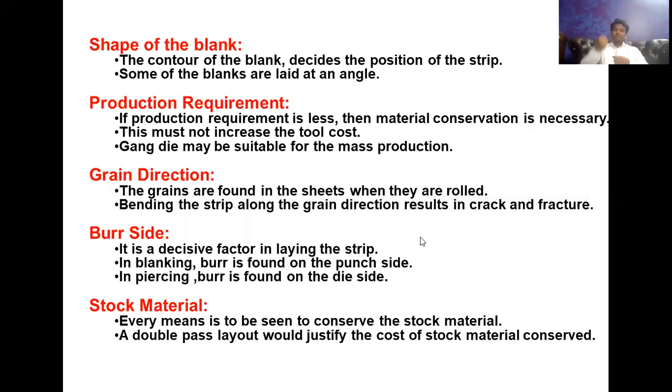So we have the punch, and this is the die. In a blanking operation, when you are getting the blanked part from the strip, the burr is found on the punch side. So that is towards the punch side. When you pierce it, in the piercing operation, the burr is found on the die side. So it is going inside the die.